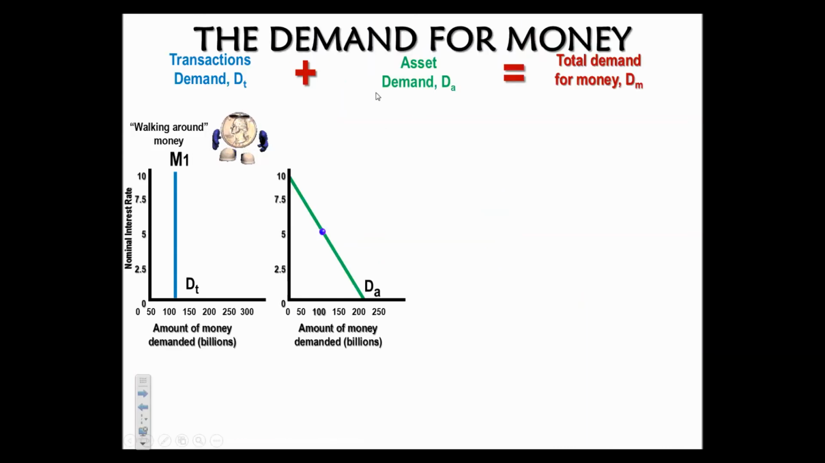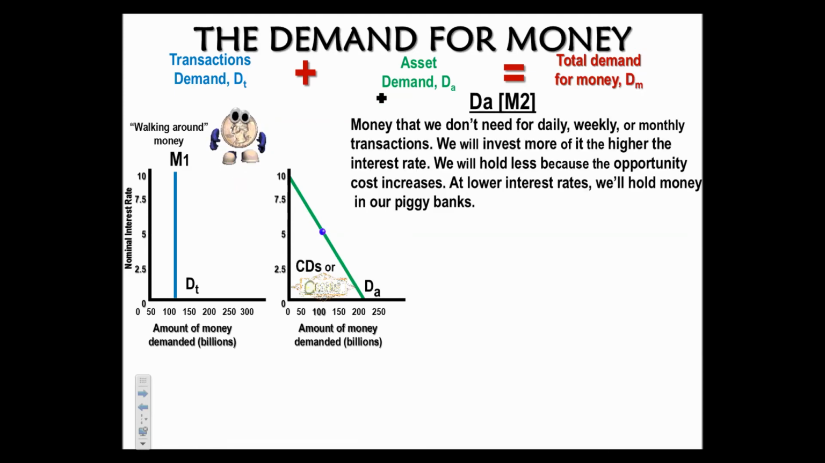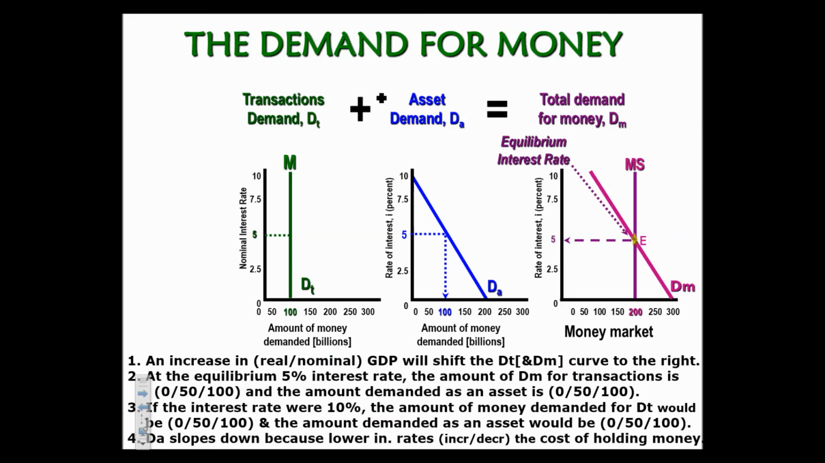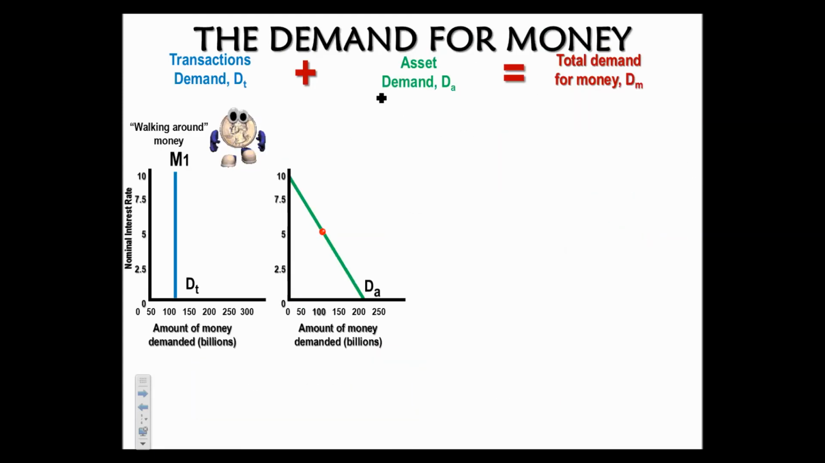Now, when we add those two curves together, we get what's known as the total demand for money curve. I don't remember if I have this in a... Yeah, I don't. So let me scoot that back. All right. So the asset demand for money looks like this. So at the 10% interest rate, we're going to see that $100 is demanded for transactions and $0 is demanded for assets. So over here, our total demand curve for money starts with $100 at 10%.